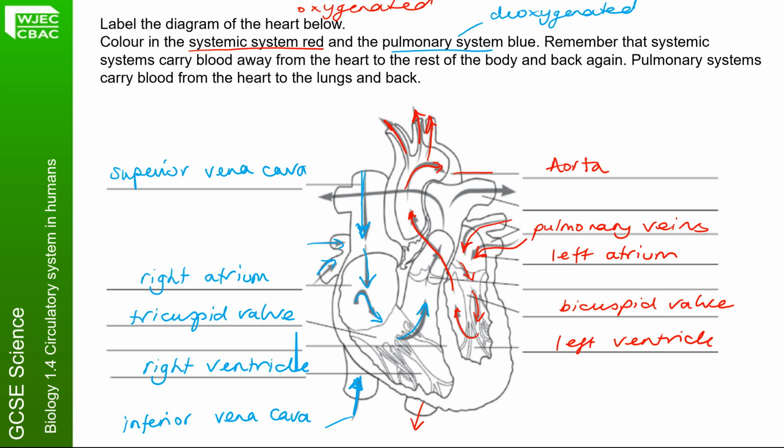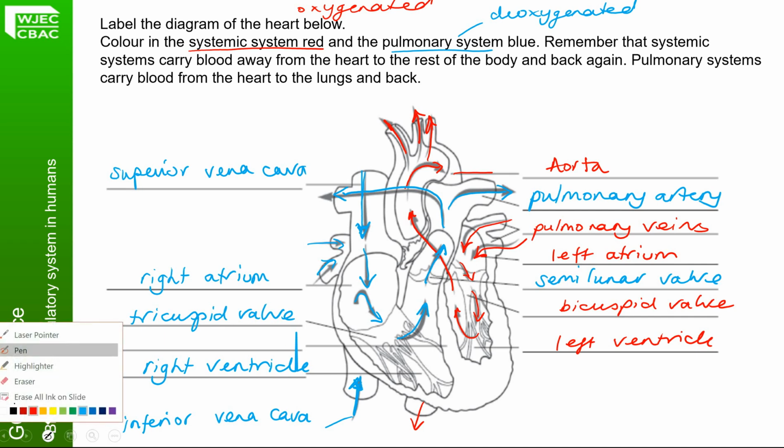It gets pumped out of the heart, and you should be able to see it's actually going to the left on here and the right here. This is the semilunar valve here that the blood passes through, and it leaves the heart by the pulmonary artery. Remember, arteries go away from the heart, pulmonary off to the lungs because it's got to pick up oxygen.